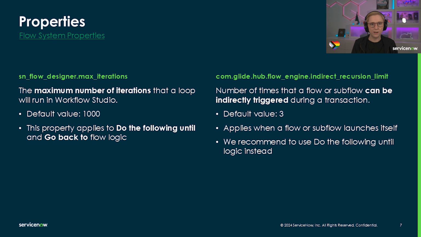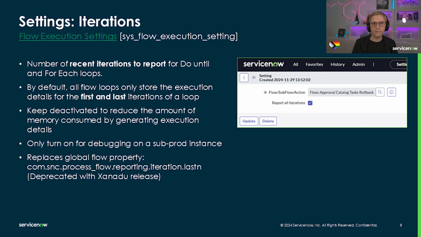The second property you find here is a protection against recursion, which means there is a limit on how often a flow or subflow can call itself. The default value is 3, again with a recommendation to not increase this. If you are looking to run a specific piece of logic again, we recommend to use the do the following until logic over calling a subflow from itself. Next to infinite loops and recursion, the third thing to consider when looping is that you want to minimize the performance impact on your database by only storing necessary reporting and execution details.